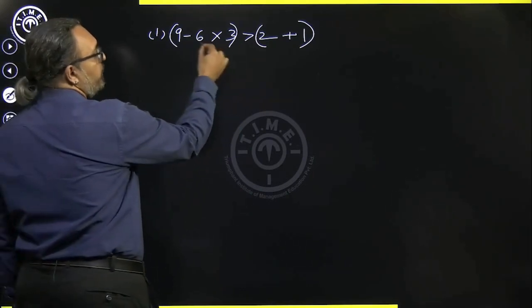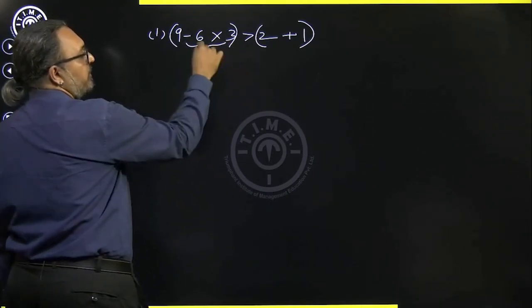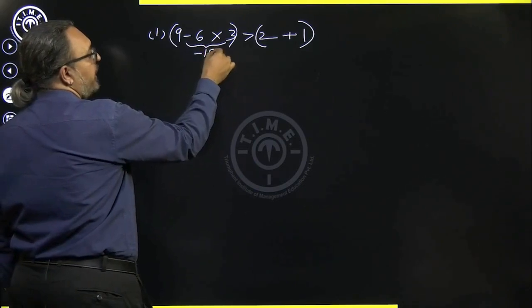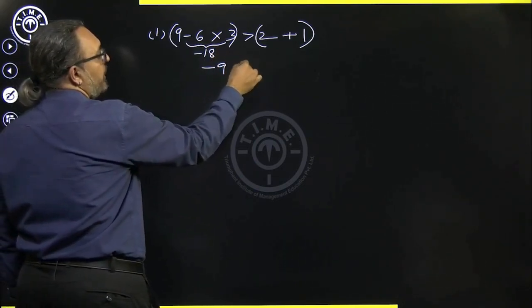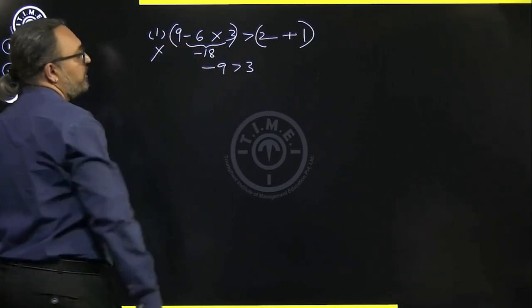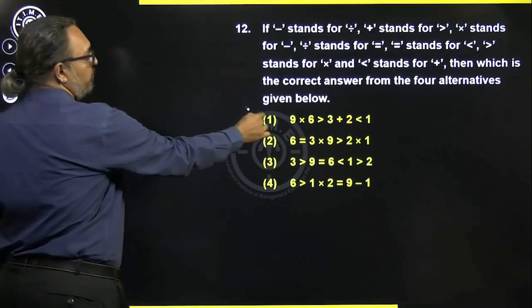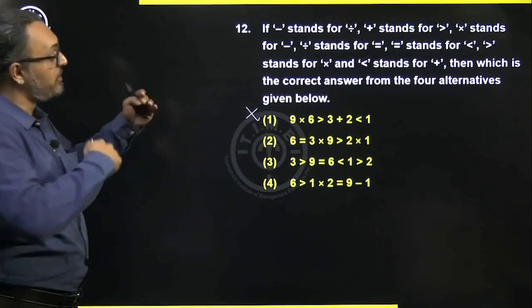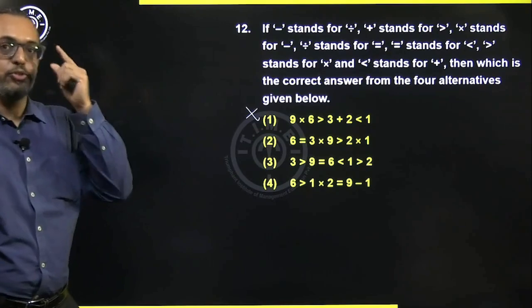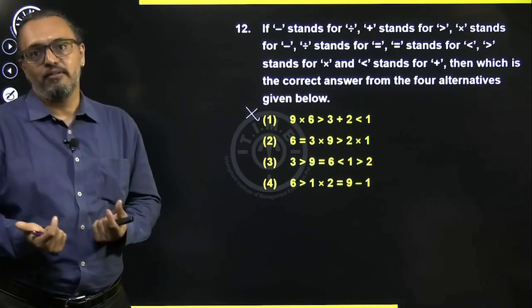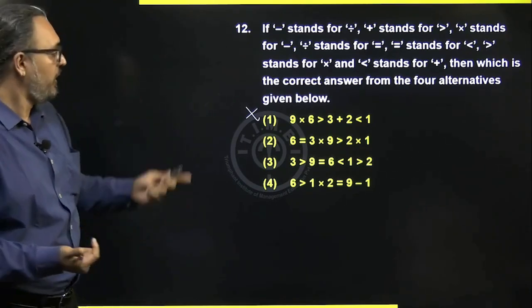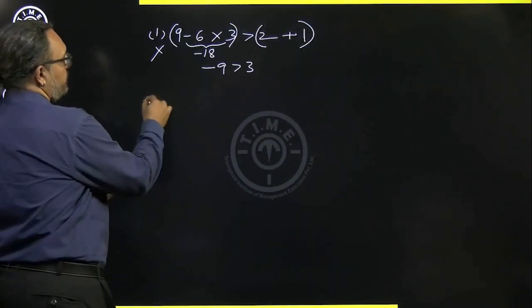So first we do this one, product, correct? So negative 6 into 3 is negative 18 and 9 minus 18 is negative 9 greater than 3. No, obviously first option doesn't work. Option 1 doesn't work. So the faster you replace, the faster you can calculate. So you need to approach in that manner. Correct? Let's take the second option.